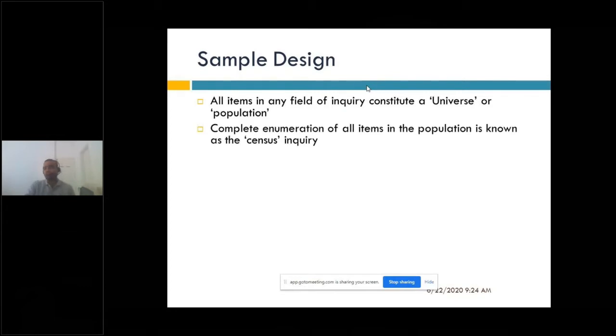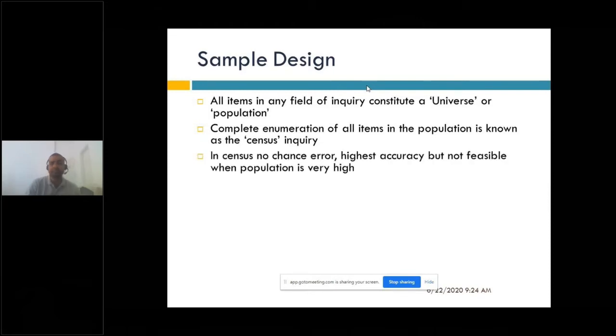Complete enumeration of all items in the population is known as census inquiry. When we take observation or data from each and every unit of the population, then it is referred to as census. In census, no chance error. See, we don't miss any item, any respondent in census, so chance error is not there. And of course, it gives the highest accuracy. In that case, we don't use any statistical test, and whatever we infer, it is with 100% confidence.